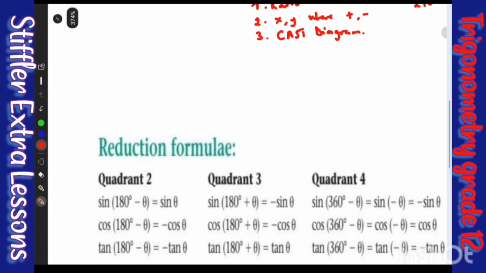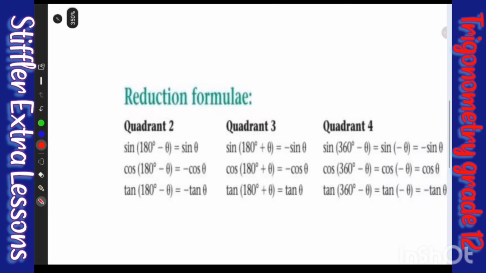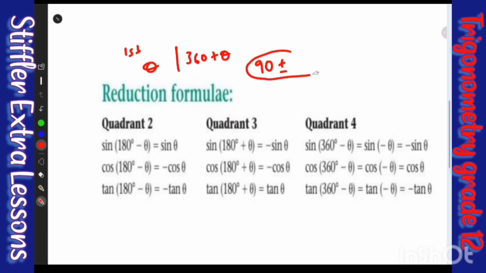And then what you must also remember are the reduction formulas in different quadrants. In quadrant 1, we just say theta, or we can say 360 plus theta. That's when the angle is rotated and goes to the first quadrant again. Right now I'll avoid talking about the reduction formulas of 90 plus or 90 minus, since these call for co-ratios. I'll explain that after this.